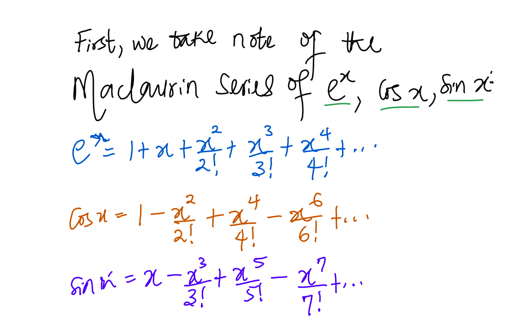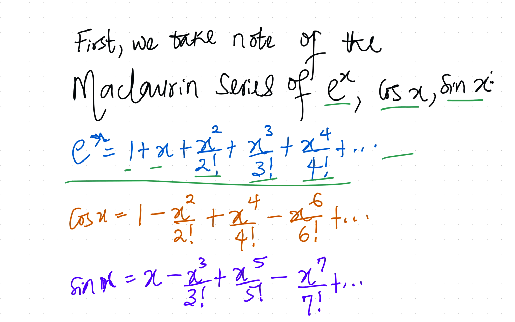First of all, for e raised to power x, this is very popular. The Maclaurin series for e raised to power x is 1 plus x plus x squared over 2 factorial plus x cubed over 3 factorial plus x raised to power 4 over 4 factorial and all that. That's the Maclaurin series for e raised to power x.